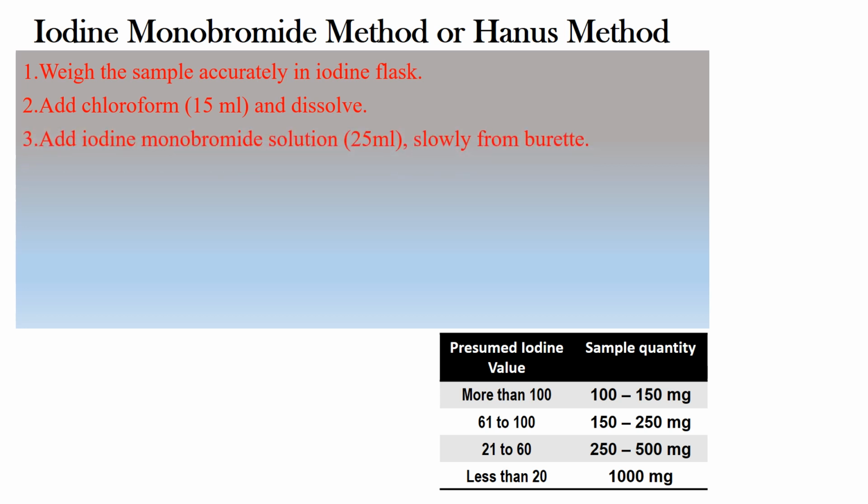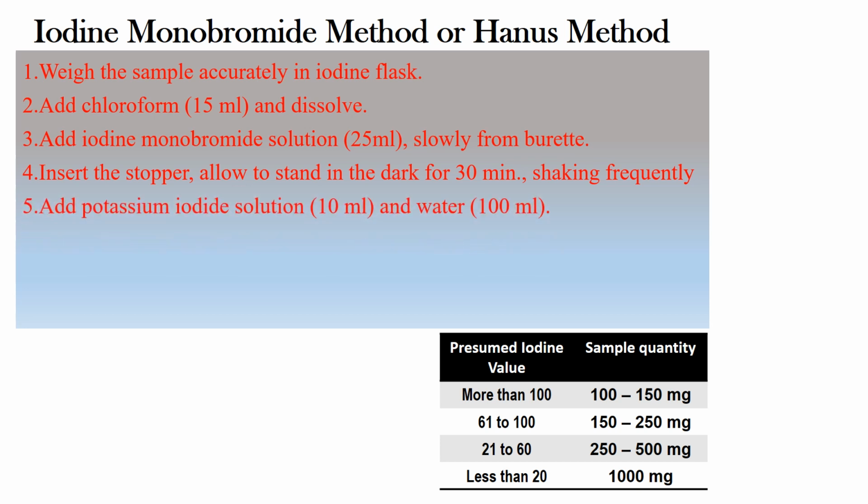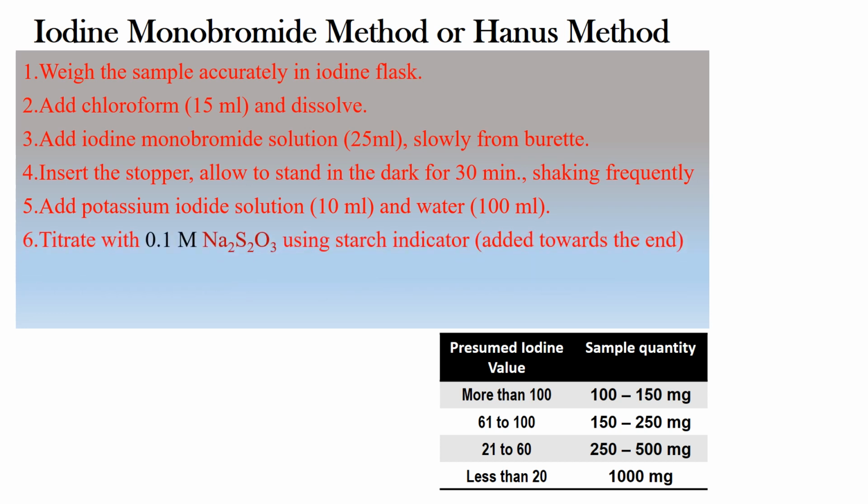Now add iodine monochloride solution 25 ml slowly from a burette. Insert the stopper and allow to stand in the dark for 30 minutes, shaking frequently. Now add potassium iodide solution 10 ml and water 100 ml. And then titrate with 0.1 M sodium thiosulfate solution using starch indicator added toward the end of titration.